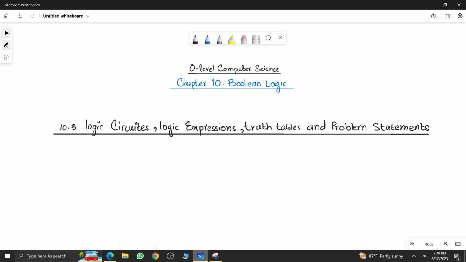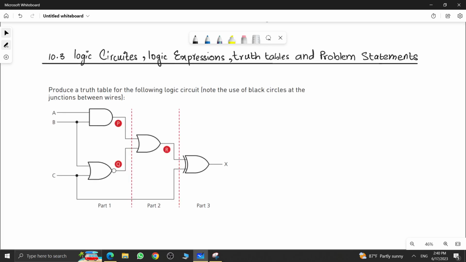Okay, so quickly moving towards the practical example of this, how we can solve the different problems, how we can make the logic expressions out of logic circuits, how we can use the truth tables and all. So let me just share with you problem number 1 of your book. Okay, so here we go. This is problem number 1 that says: produce a truth table.